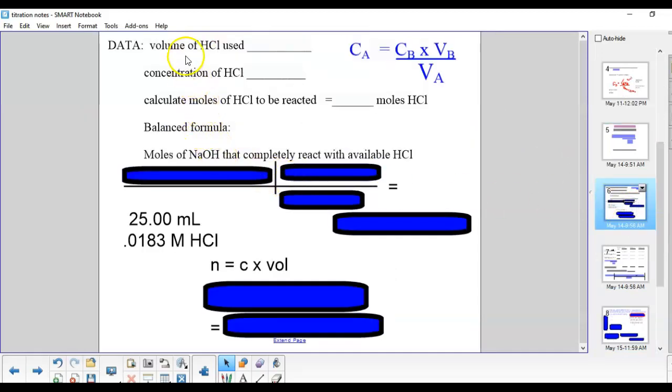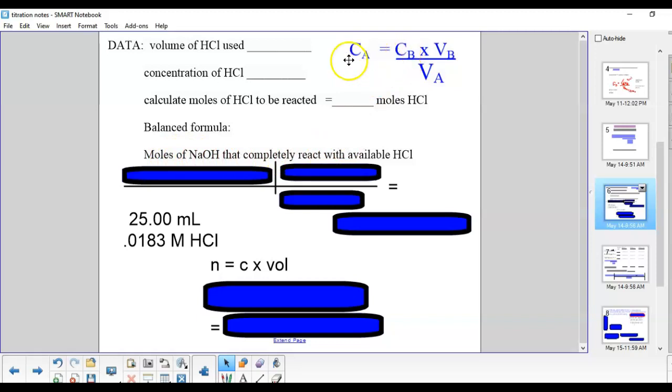This is going to be a typical data sheet. Volume of acid used, you would measure this either with a pipette or a burette. You're probably going to be given the concentration of the hydrochloric acid, and that allows you to calculate the moles of acid you have in your reaction. Now we saw the balanced reaction with sodium hydroxide up above, so let's take a look at how we'd calculate moles of NaOH that will complete the reaction.